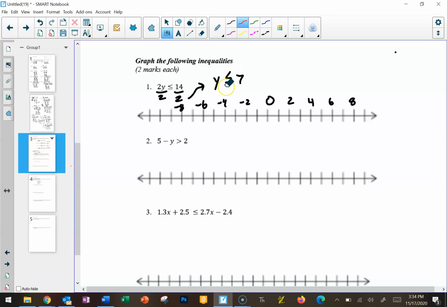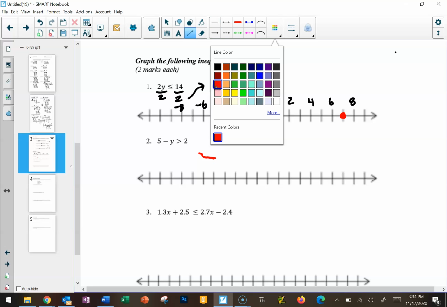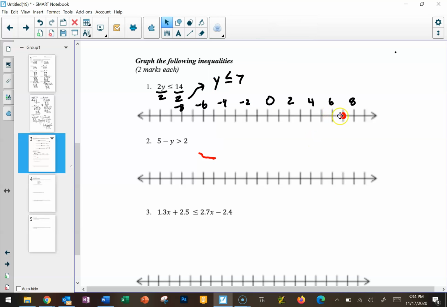So y is less than or equal to 7. So I got to find 7. It's right there. Because it includes 7 with the equal part, I'm going to make sure that that's a dot, and then I'm going to draw a line in red that needs to go out, because it's less than, it needs to go out this way. Why isn't that red?